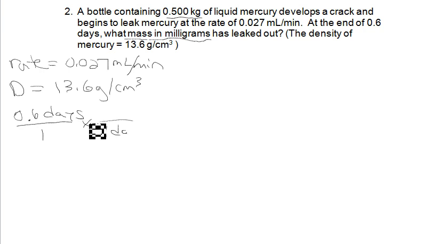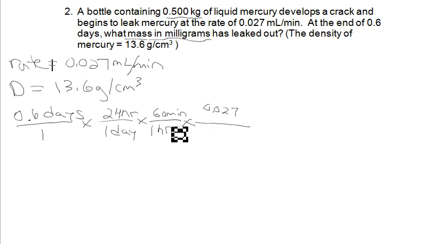So for one day, there are 24 hours. And then for every hour, there are 60 minutes. So if we did the calculation now, we would know how many minutes this is leaked for. And then using the rate, we know that there's 0.027 milliliters that leak out per minute. But the question asks us how much in mass is going to leak out. So we can change from volume to mass using density.